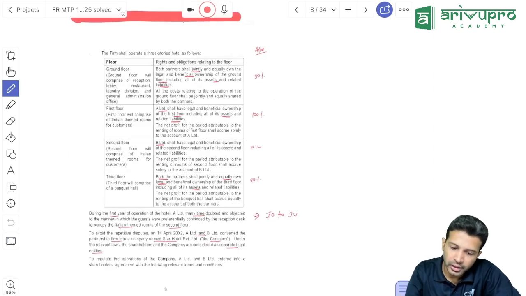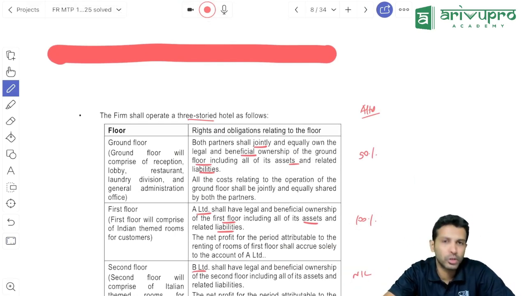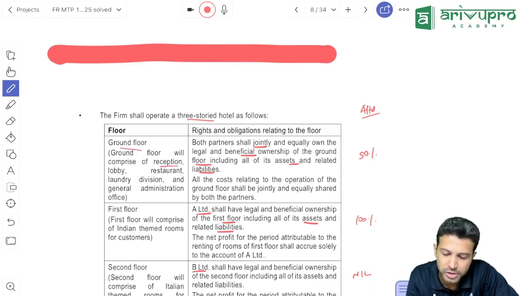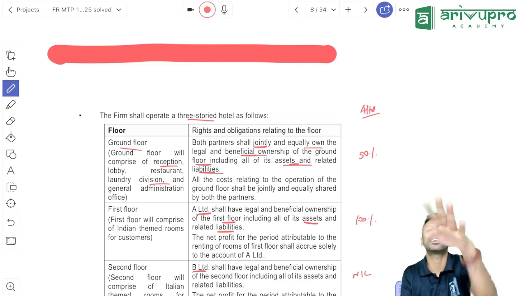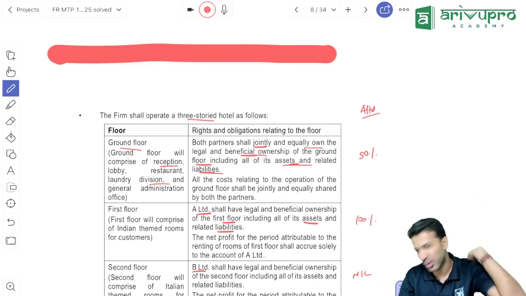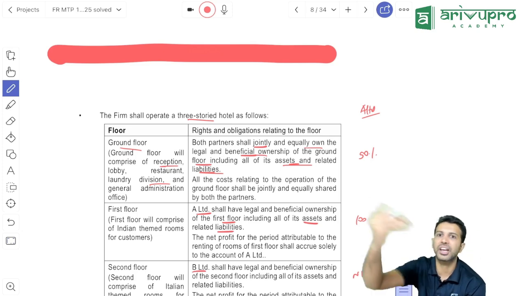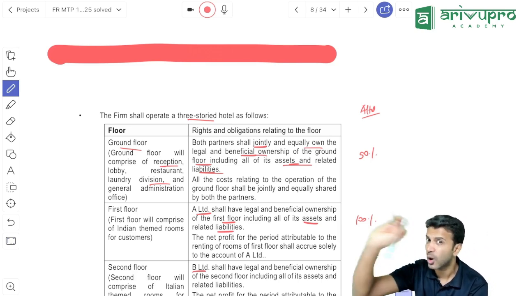Yes. Okay. Right. Then see, the firm operates a three-storied hotel, ground plus 3 floors probably they have. Ground floor will consist of some reception, lobby, restaurant and all. Both the parties shall jointly and equally own legal and beneficiary ownership of the ground floor, including all assets and related liability. So each person is having a share in assets and liability. Pakka JO. We opened a partnership firm, so it is not a separate legal entity, and each partner has a share in ground floor assets and liability. Means obviously this became pakka that this is a JO, joint operation.